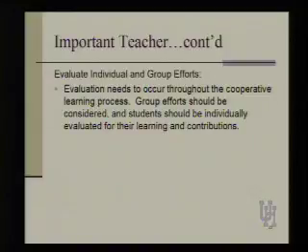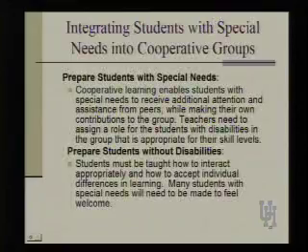Then the evaluation becomes one in which the individual's products are evaluated, but the group effort is rewarded. And so while evaluation is an ongoing thing, we need to make certain that we're holding students individually accountable for their unique contributions and responsible really for their own learning. So by the time they get to the test, they'll know what the answers are.